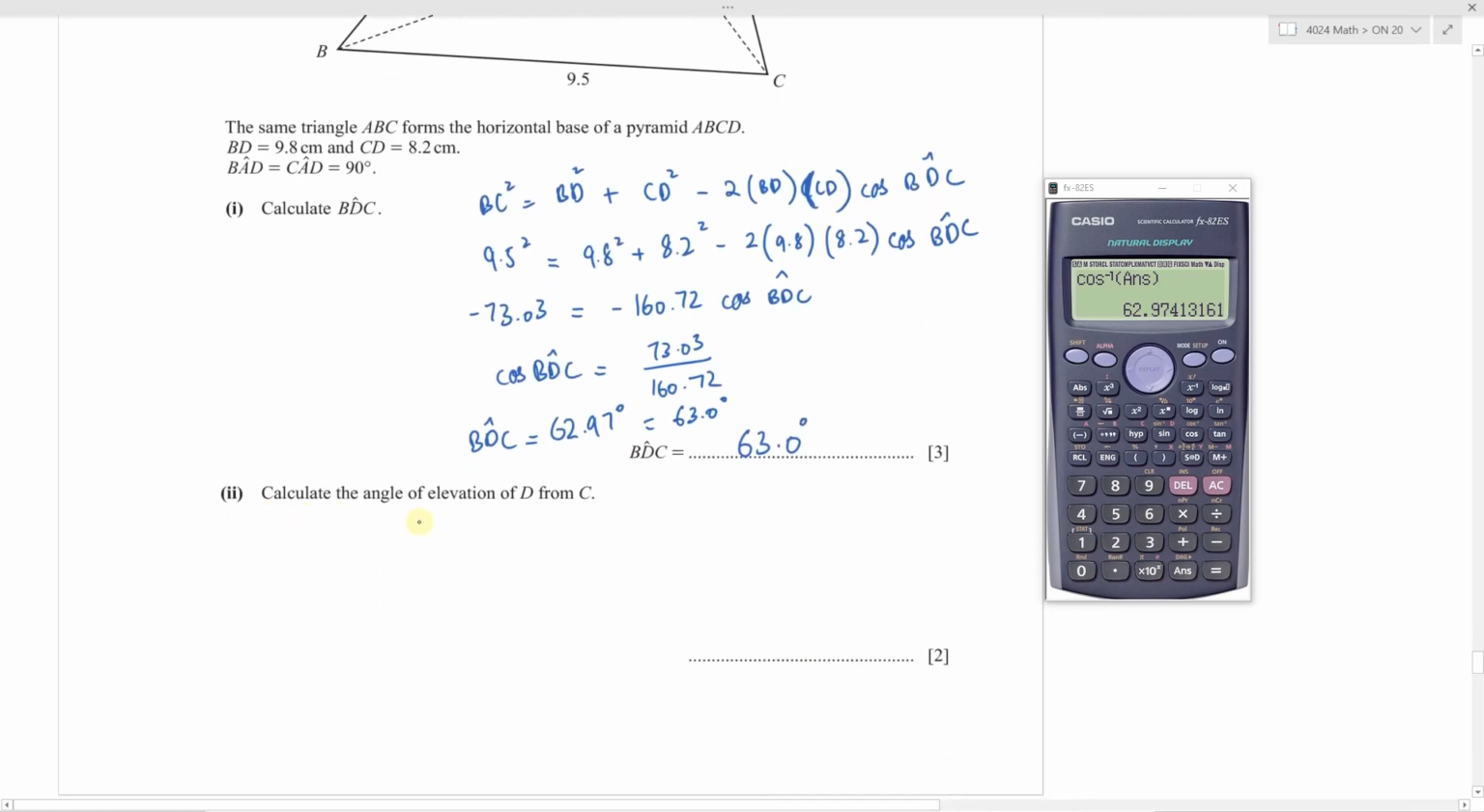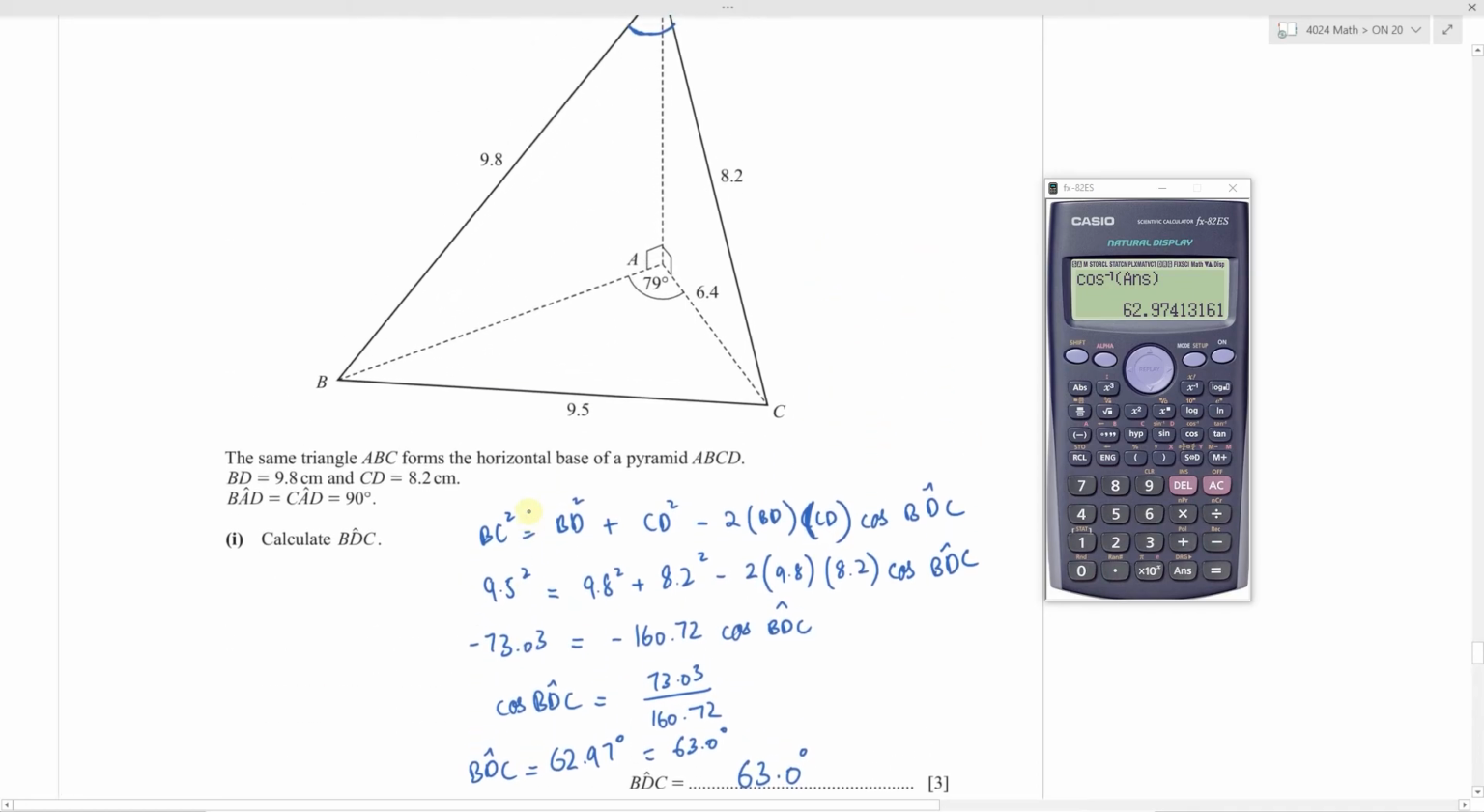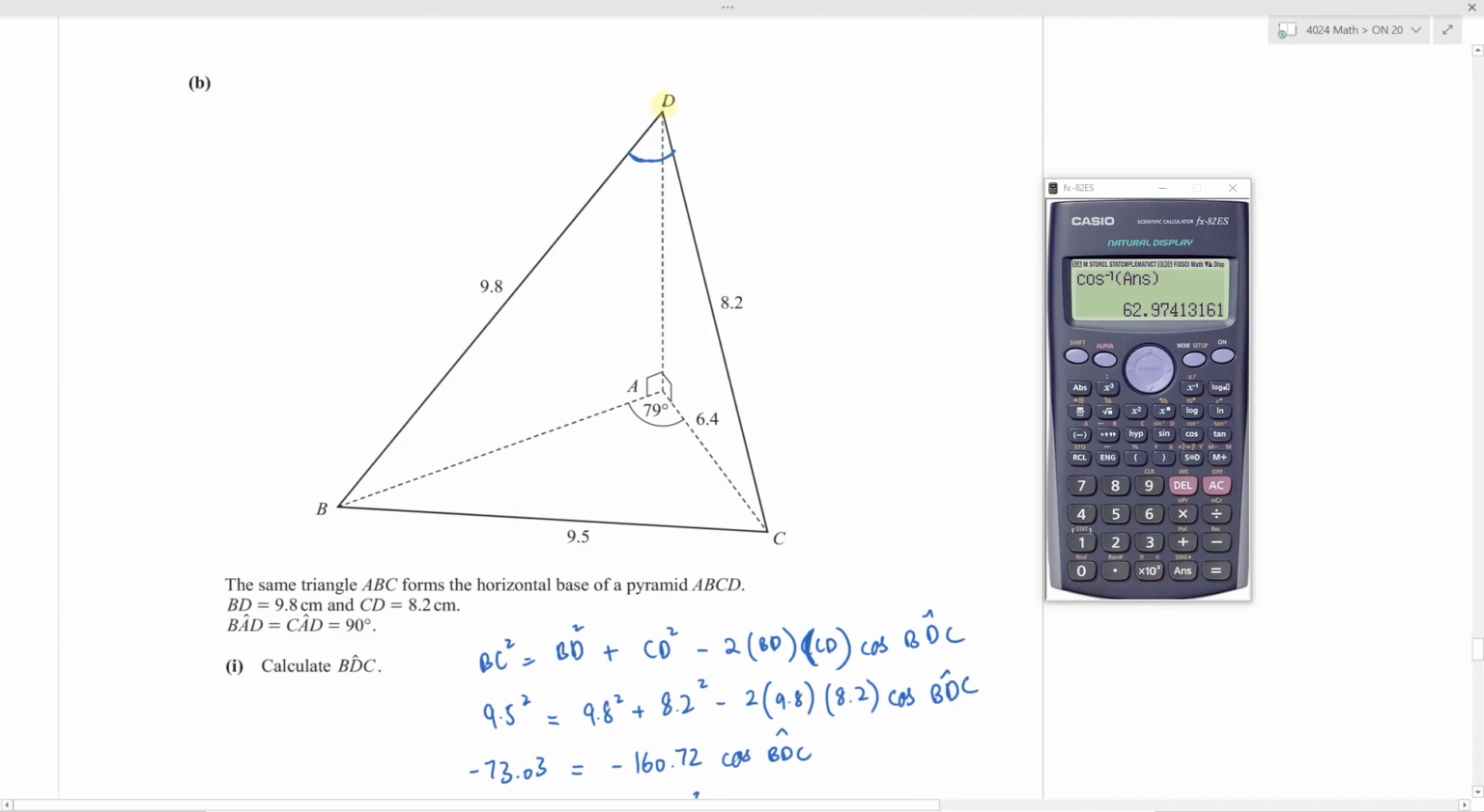Part 2 is calculate the angle of elevation of D from C. Angle of elevation of D from C will be this angle here. So let's just erase this. So we need to calculate this angle here. And if I look at this triangle DA and then this point C.